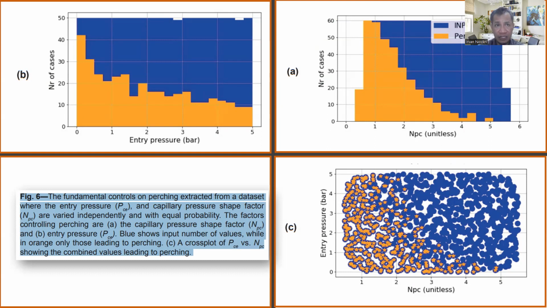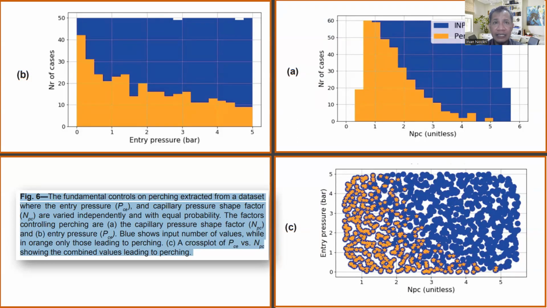Perching is influenced by two factors, which we name the capillary pressure shape factor and entry pressure. The figures also show the distribution of values for these factors, with blue corresponding to all input values, and orange the specific values that lead to perching. Additionally, a cross plot of PCE versus NPC demonstrates the combined values that result in perching.